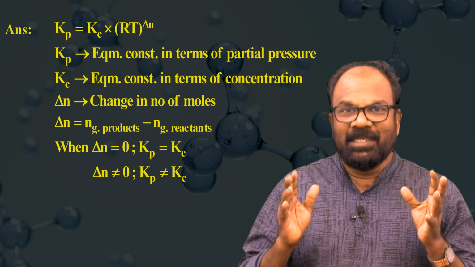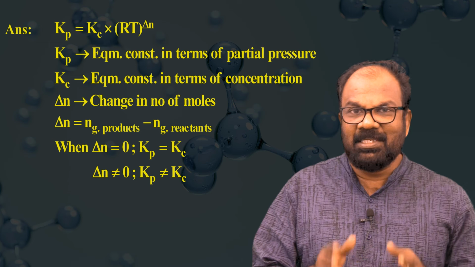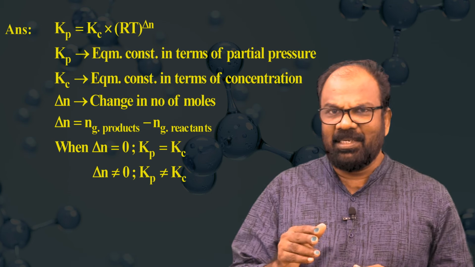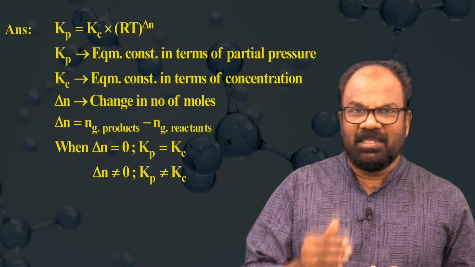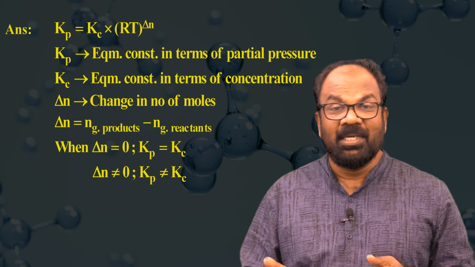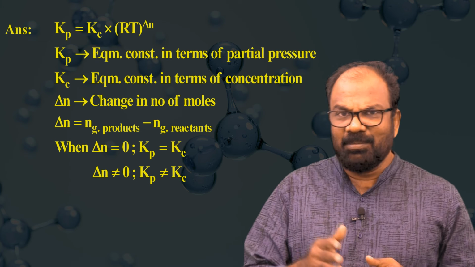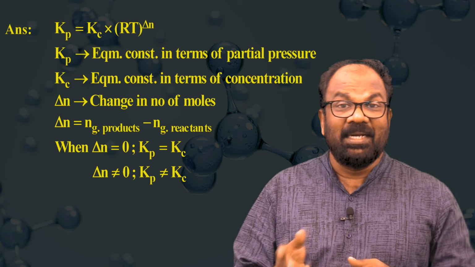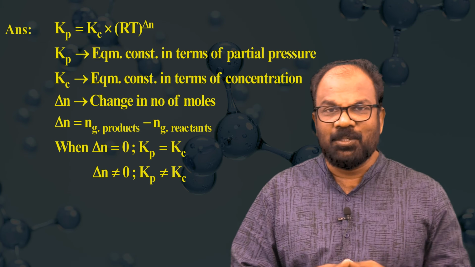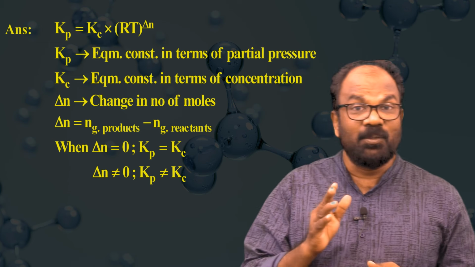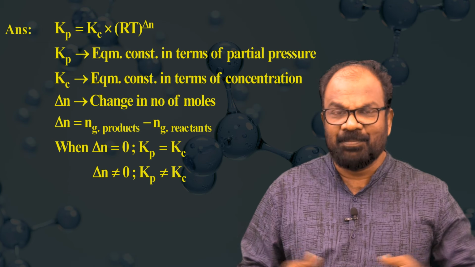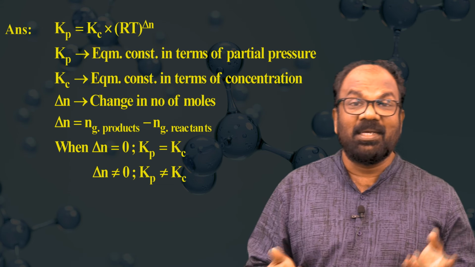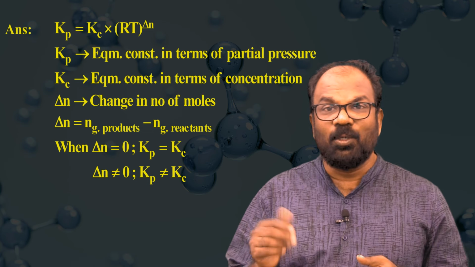Listen, we know for a reversible reaction, the equilibrium constants Kp and Kc are related as Kp is equal to Kc into RT raised to delta n. Here Kp is equilibrium constant in terms of partial pressure, Kc is equilibrium constant in terms of concentration, R is a gas constant, T is a temperature, and delta n is a change in number of moles. Change in number of moles means number of moles of products minus number of moles of reactants. When delta n is equal to 0, Kp is equal to Kc. When delta n is not equal to 0, Kp is not equal to Kc.